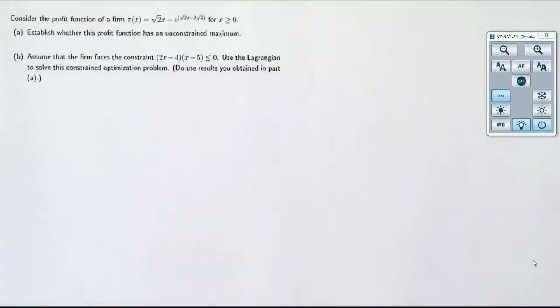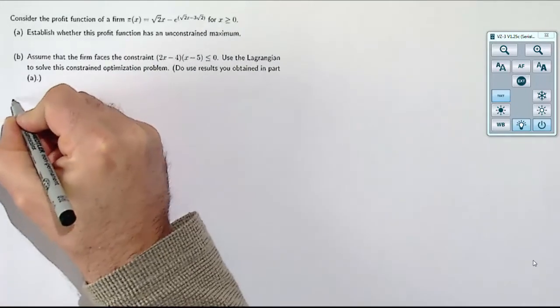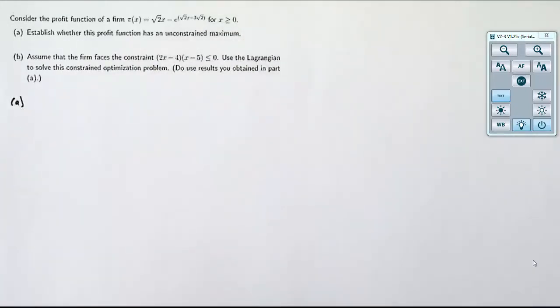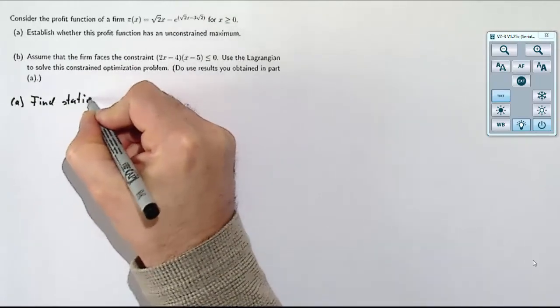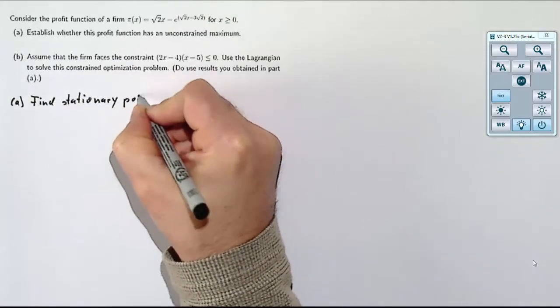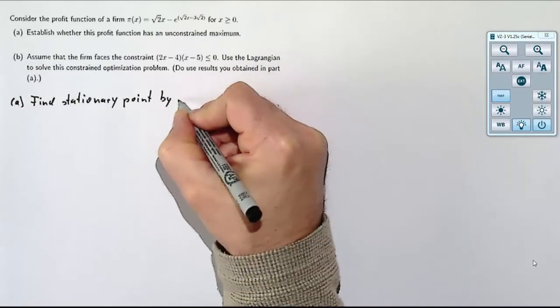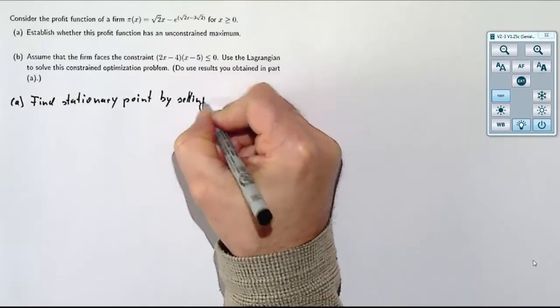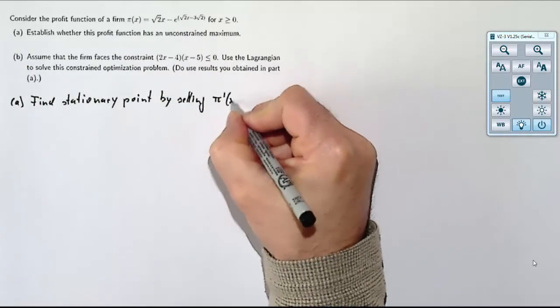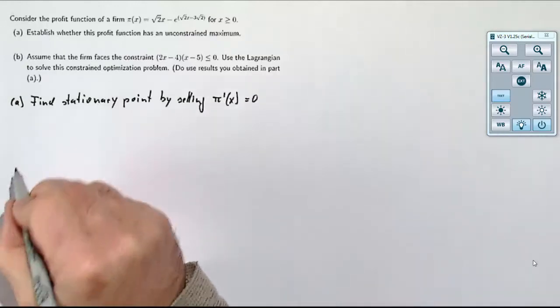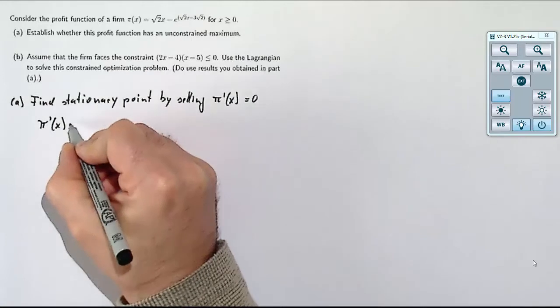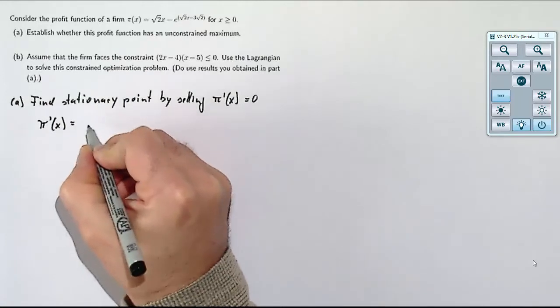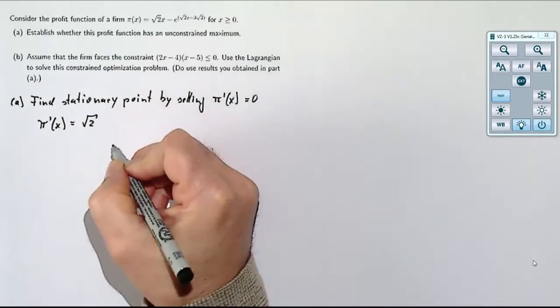Here we have an optimization problem. We have a profit function, and in part A we are being asked to establish whether this profit function has an unconstrained maximum. First we need to find the stationarity point or points. We don't have any quadratic terms in here, so it's likely to be only one. We find that by setting the first derivative of the profit function equal to 0.